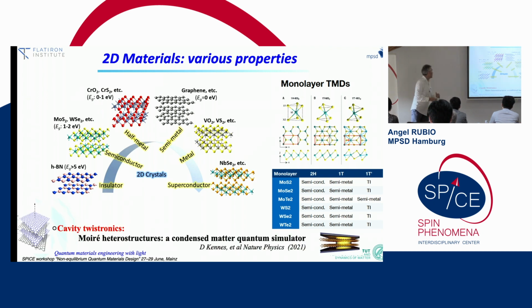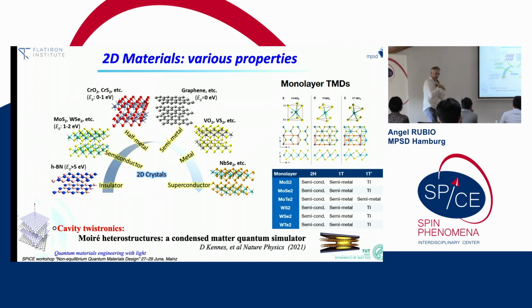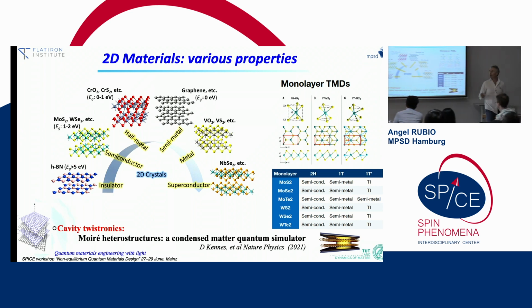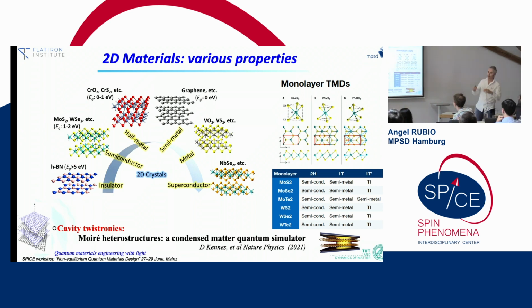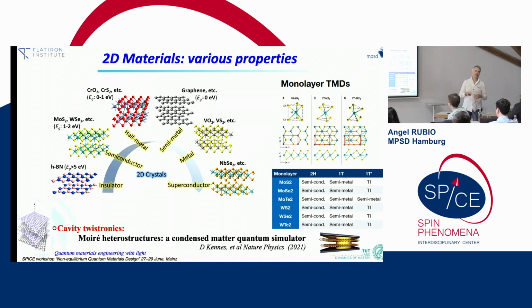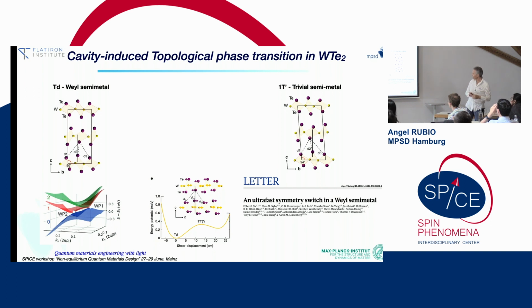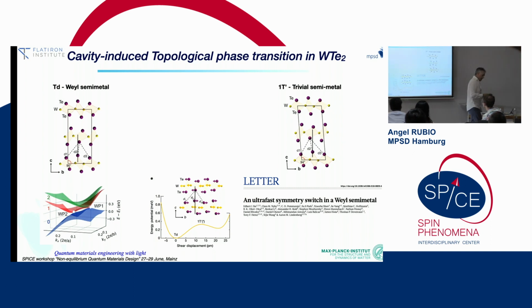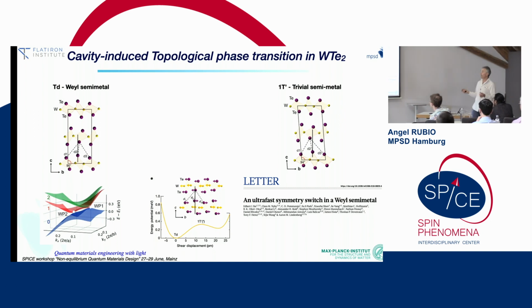And not only that, if you just rotate, you have another degree of freedom. I will not discuss the Moiré physics, which is cavitronic, but I wanted to show you one case. If you take bulk tungsten ditelluride, it has been experimentally demonstrated that you can go from the Weyl semimetal to the trivial semimetal, which is a transition from the Td phase to the T prime phase. This has been monitored by ultrafast electron microscopy at Stanford, and this is a nice way in which you can really pump the system and keep it for long in the metastable 1T prime phase.